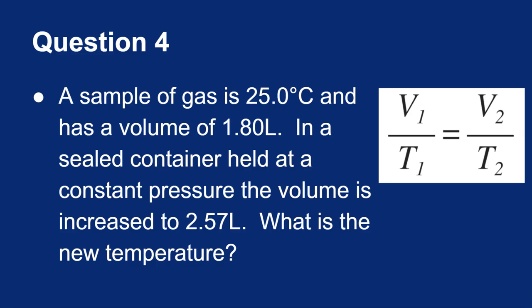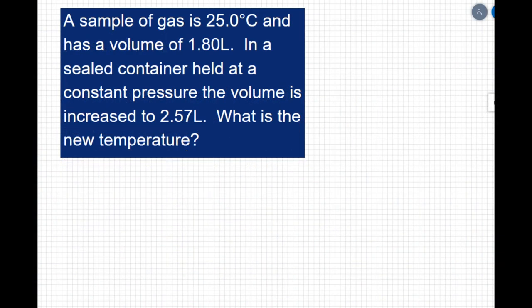Well, volume and temperature are directly proportional. So I know that if I'm increasing the volume, I should also be increasing the temperature. As we said before, Celsius is a no-no. So before I even get started with the problem, I'm going to take my 25 degrees Celsius and turn that to 298 Kelvin. So that's going to be my initial temperature, or T1.